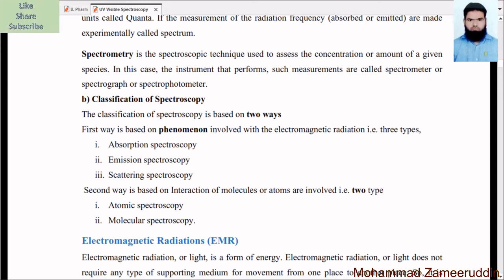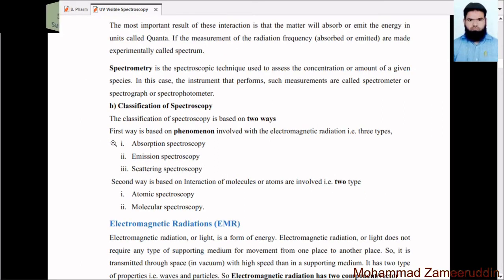So we can classify the spectroscopic technique into different classes depending upon different criteria. Here I try to classify the spectroscopic methods based upon two criteria. The first criterion is the phenomena involved with electromagnetic radiation, meaning what type of phenomena is involved when the radiation is interacting with the matter. Based on this, we have classified spectroscopic methods into three classes. First is absorption, second is emission, and third is scattering spectroscopy.